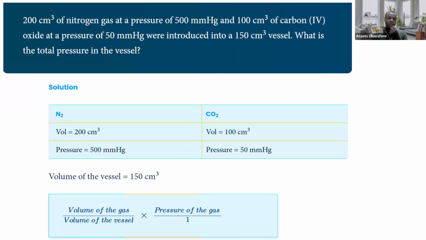Now, the first thing that we need to look at is that the volume of nitrogen is 200 cm cube. The pressure exerted by nitrogen gas is 500 millimeter mercury, and for CO2, the volume is 100 cm cube, and the pressure exerted is 50 millimeter mercury. We also know that the volume of the vessel is 150 cm cube, as given to us in the question. Now the next thing is that we take the volume of the gas over the volume of the vessel, multiplied by the pressure of the gas.